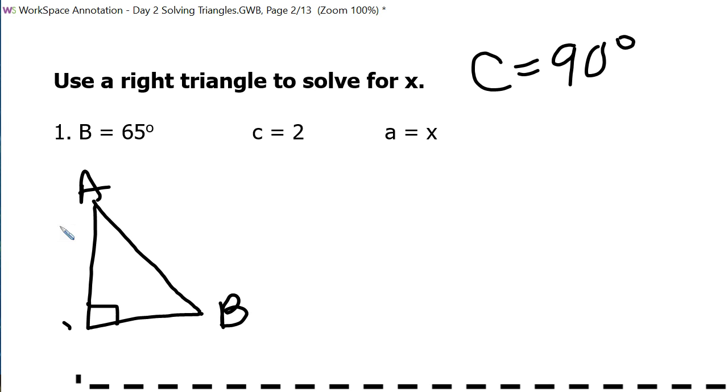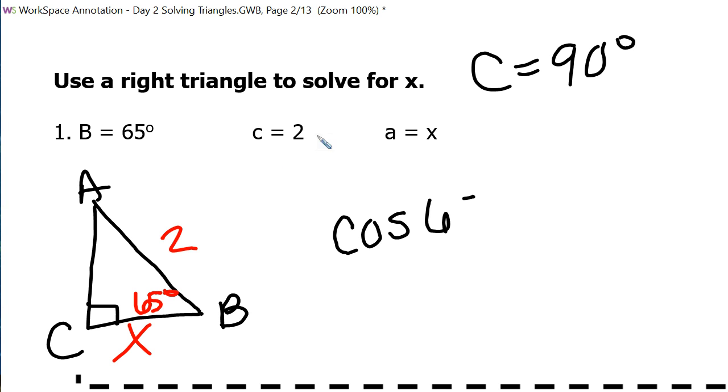Now, what I need to do next with my triangle is fill in everything they gave us. So they told us that angle B is 65 degrees. They said that side c is 2, and they said side a is x, and we need to solve for x. So we're going to solve for x using one of our trig functions from yesterday. Notice we're given the 65-degree angle, and we have the adjacent side and the hypotenuse. So what trig identity should we use? Cosine. So this would be cosine of 65 degrees.